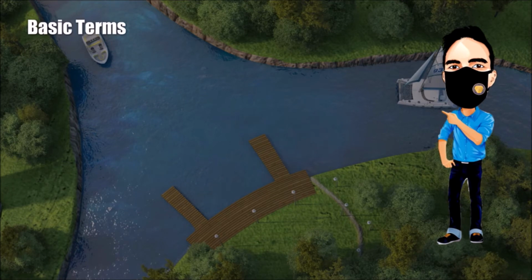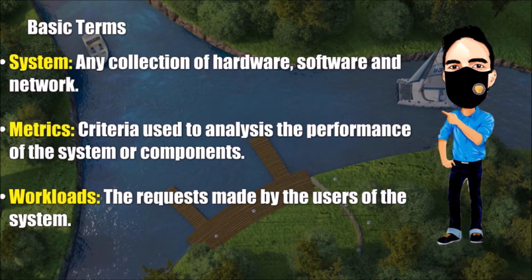Basic terms. System: any collection of hardware, software and network. Metrics: criteria used to analyze the performance of the system or components. Workloads: the requests made by the users of the system.